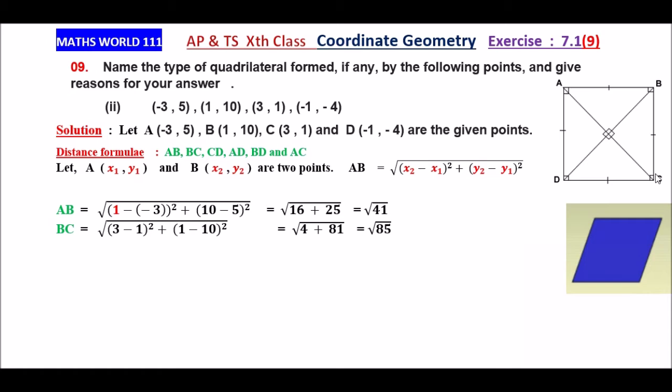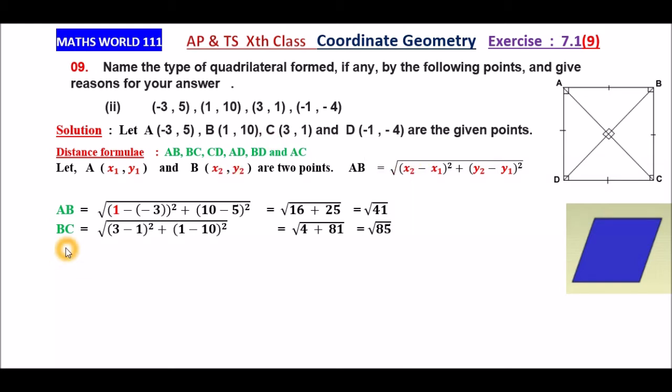CD is the distance between the points C and D, where C is (3, 1) and D is (-1, -4). From the distance formula, x1 is 3 and y1 is 1, and D is x2, y2, so x2 is minus 1 and y2 is minus 4. Simply substituting these values in the formula, we get CD.